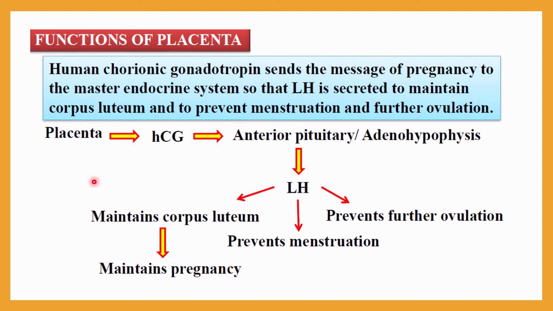Okay, so let me see one by one. What is this? Placenta will secrete HCG. Okay, so this HCG will affect the anterior pituitary gland or adenohypophysis region of the pituitary gland, and then this region will secrete LH, and due to LH secretion, what happens? It will maintain the corpus luteum. Okay, and as a result of that, the corpus luteum will start secretion of progesterone. Also, it will prevent the menstruation, and also it will prevent the further ovulation. And by all these effects, pregnancy will be maintained.